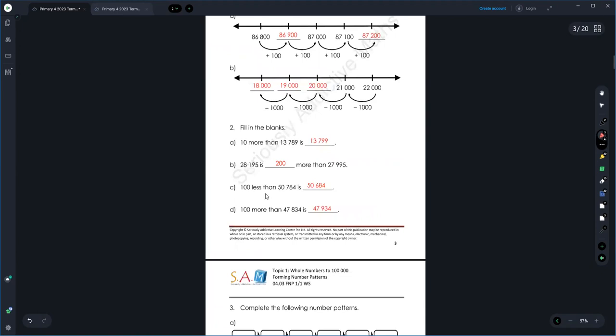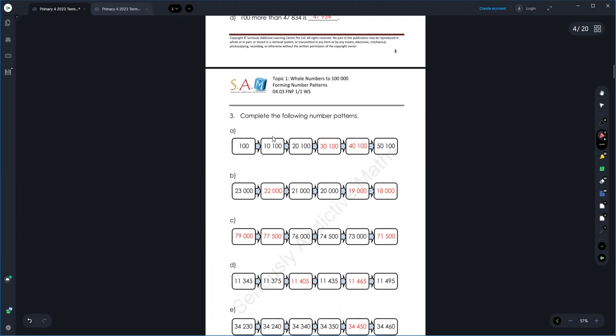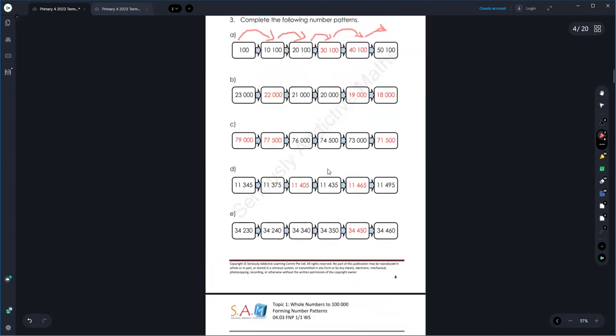What about this one here? 100 less than, so it's 50,784 minus 100. What more than is plus. So get them to do this. For this kind of question, you might want to remind them how to do the question. They need to establish the pattern. So it's good practice for them to write out the arrows, and after that, find out what the increasing number is. Okay, so please use this method to go through with them.